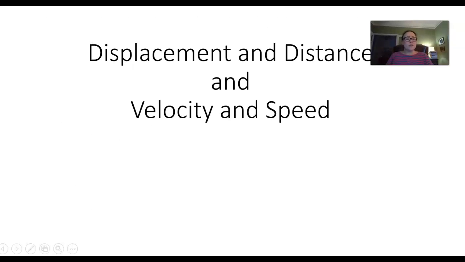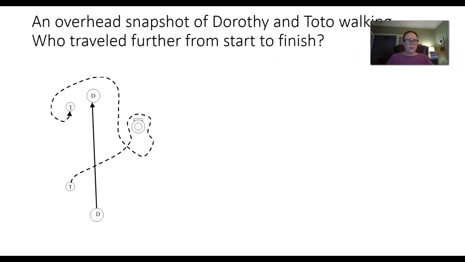This webcast talks about displacement and distance, and then we'll talk about the difference between velocity and speed. In worksheet 2B, the fifth question gives us an overhead snapshot of Dorothy walking her puppy Toto.